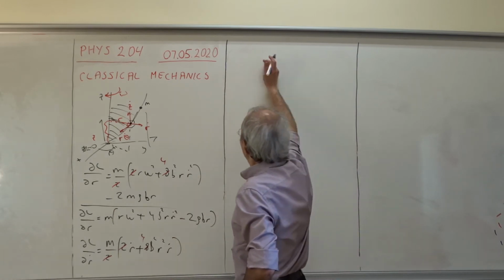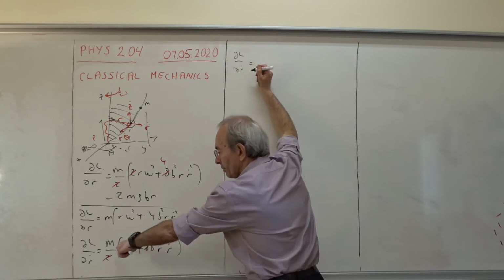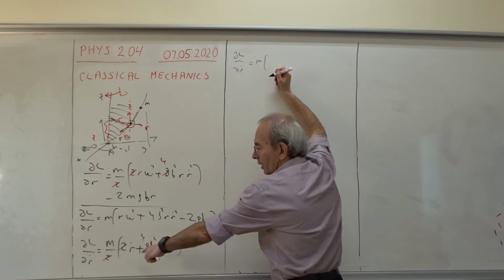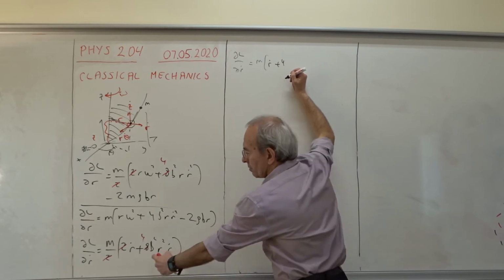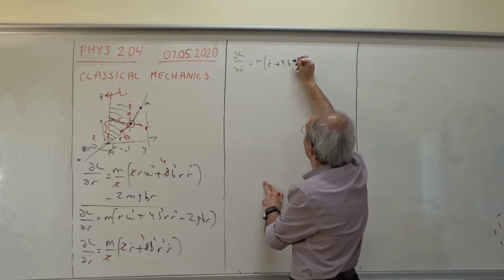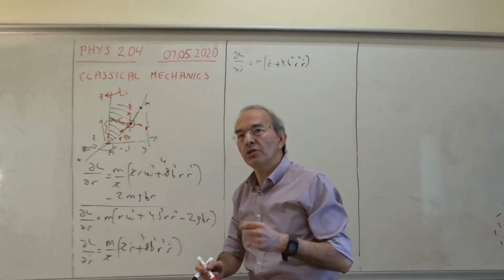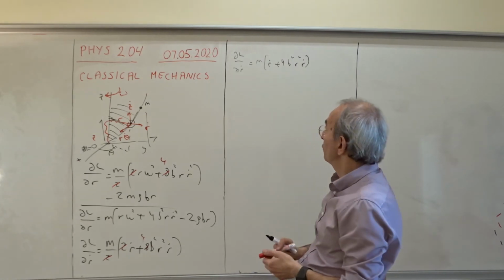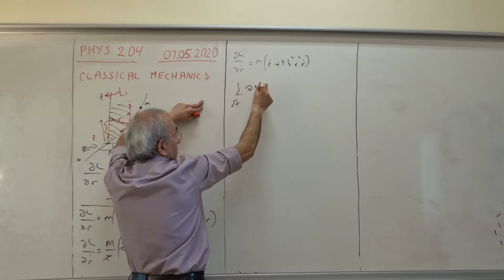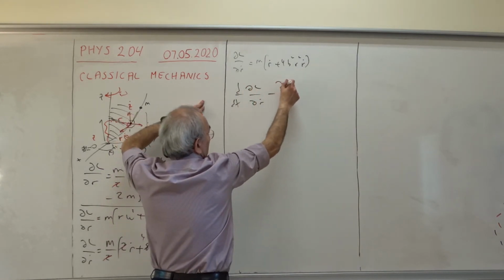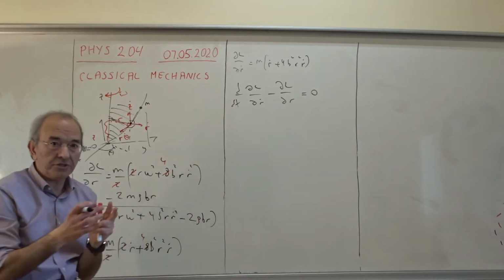So this becomes ∂L/∂ṙ, which simply becomes, after m, only r dot plus 4b squared r squared r dot. But now we will apply Lagrange's equation, so d/dt will act on this last term. Lagrange's equation will be rewritten now.